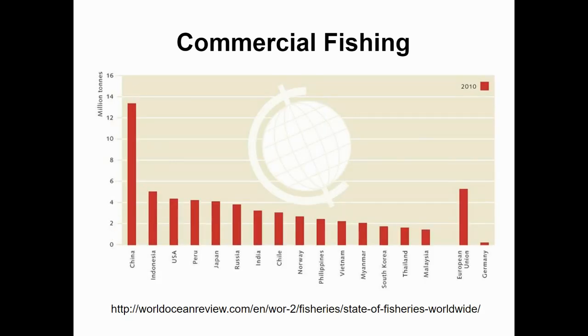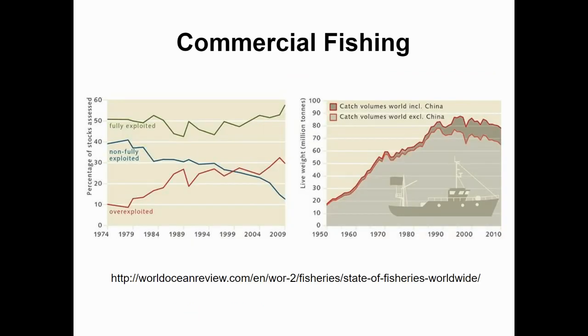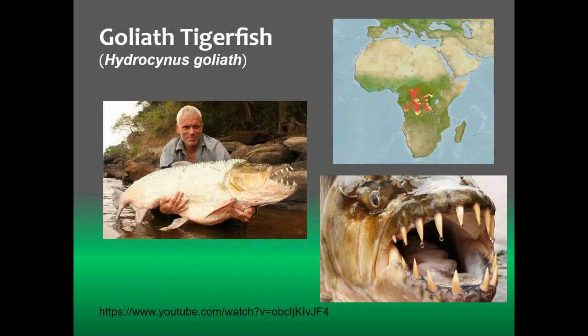So we can see that there's tons and tons of fish taken from our ocean every year. These are actually millions of tons of fish. China is the number one fishing country in the world. But when you add it all up, we are talking about 90 million tons of fish consumed per year by our growing human population. Obviously, that's going to have an impact on our fish populations.